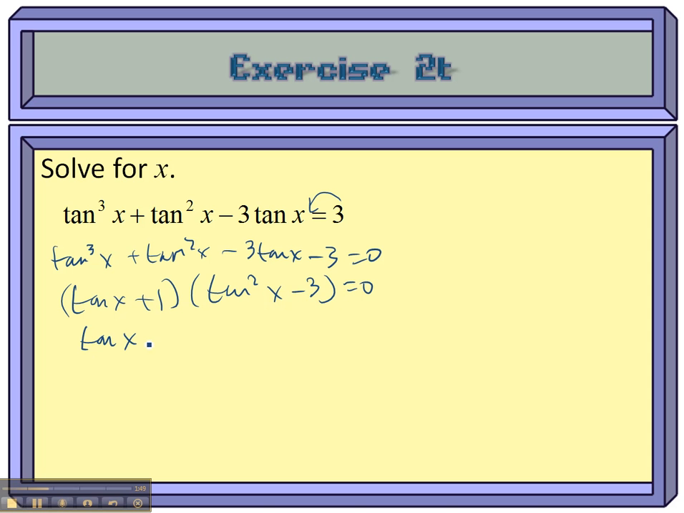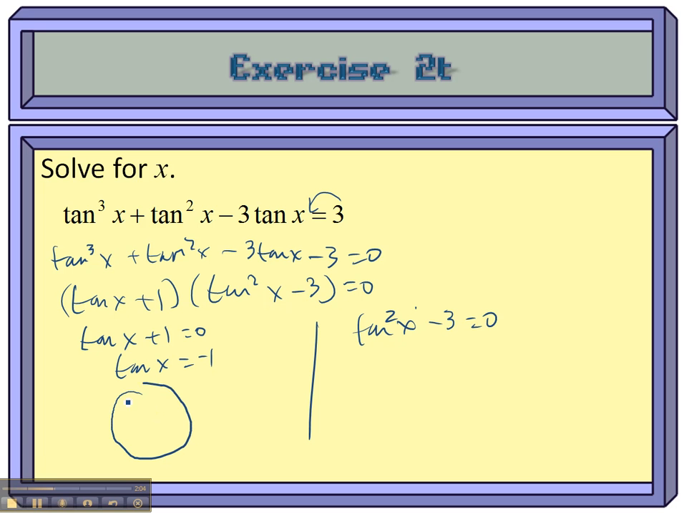So tan x plus 1 equals 0. And tan squared x minus 3 equals 0. This one just subtract the 1 over. Tan x equals negative 1. Draw a unit circle. Tan equal negative 1. Well, if it's y over x, the coordinates have to be the same, just different signs. That happens at all of the pi over 4s, the 45 degrees.